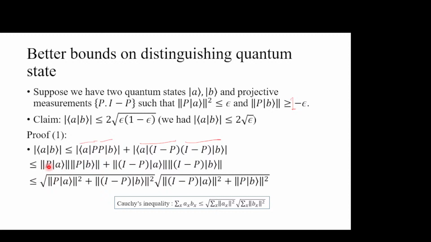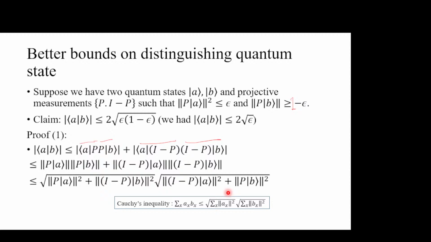Maybe I just use this. So we have A1, B1, and A2, B2 here. So we think PA. So this is A1, B1, and A2, B2. So this is less than or equal to the square root of A1 squared plus A2 squared, and then this is B1 squared plus B2 squared.